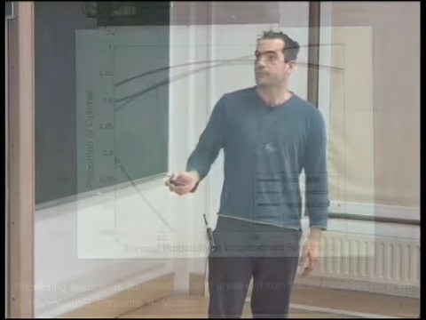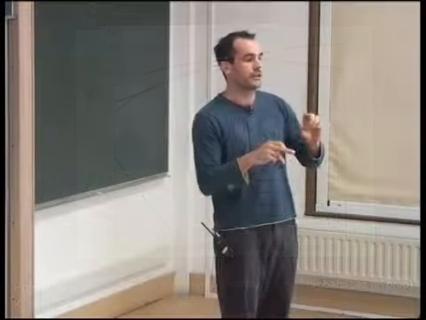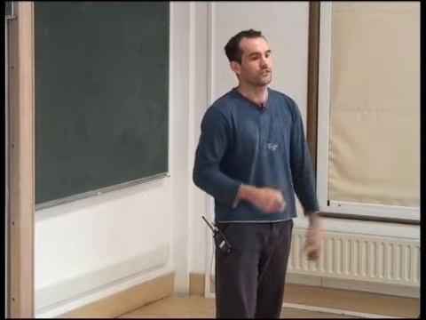So what we find is that a random sample quickly decreases as unconserved species are likely to survive. But the other measures actually improve. In particular, the pendant edge measure approaches the optimal solution. The reason for this is that if species are more likely to survive, then the importance of the internal edges decreases more quickly than the importance of the pendant edges, as there are more species below each internal edge. So at least if one of those survives, then that internal edge is conserved anyway.